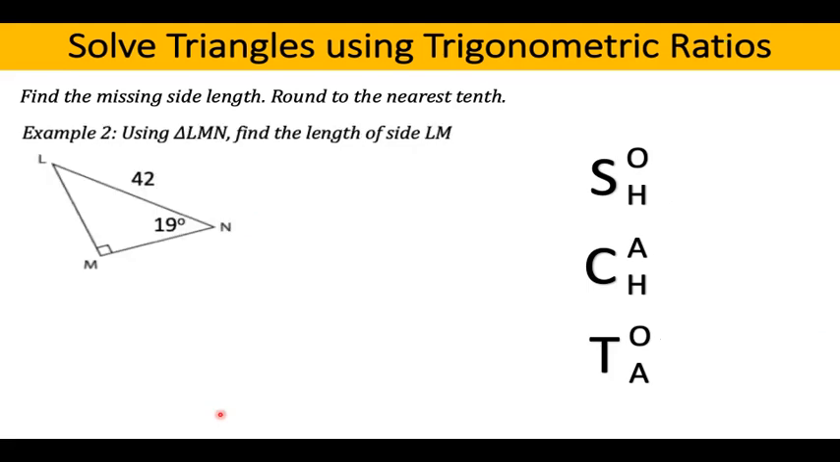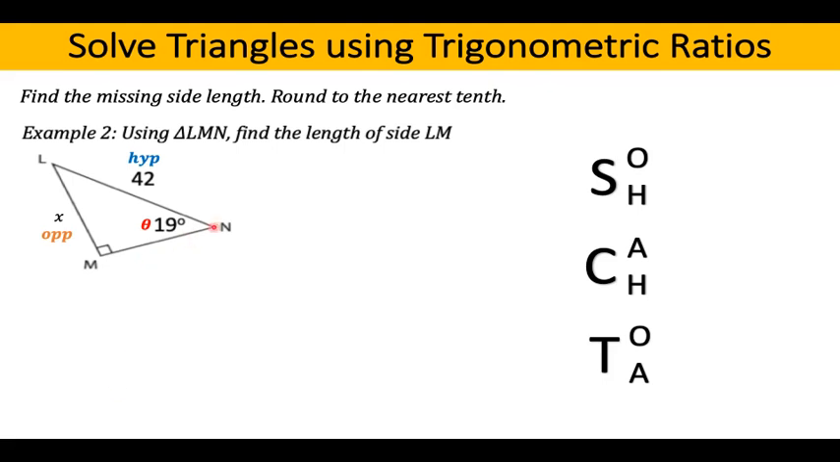Take a look at example number 2. This time we're going to use triangle LMN to find the length of side LM. So for our side LM, let's use a variable. I use x, but you really could use any variable. And now we're going to label our triangle, starting with our theta angle, and then from that angle, label your sides. Of course, opposite the 90-degree angle is the hypotenuse. Opposite your theta angle is your opposite side.